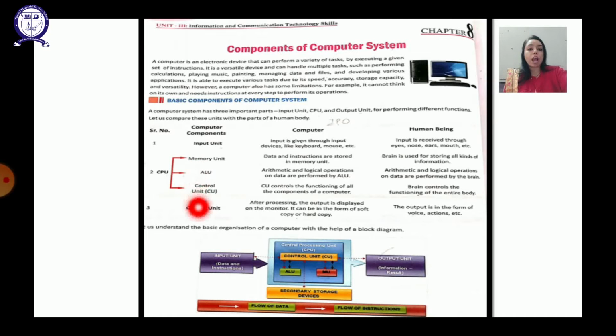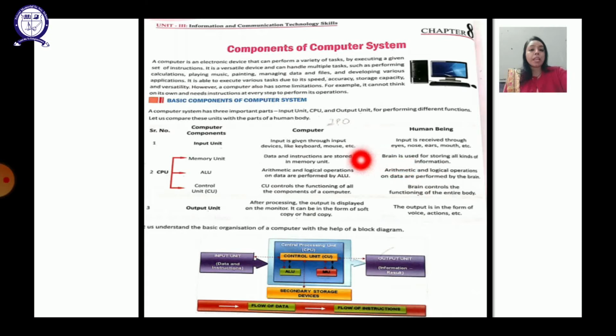Next we have the output unit. After processing, the output is displayed on the monitor in the form of soft copy, and if you want the hard copy, the printout helps us to take out the hard copy of that output. And in a human being, the output is given by mouth with the help of voice and actions, right?